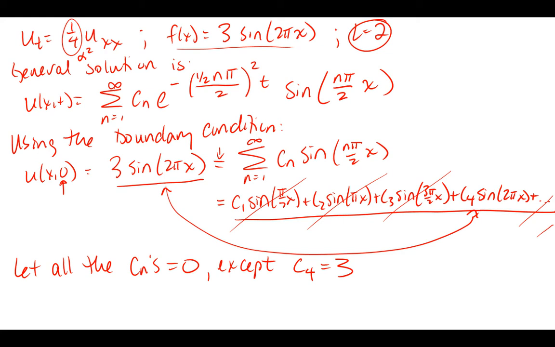And so if all the Cn's are 0 except this one, then this big awful sum is actually not so big and awful after all, because it only has one surviving term, namely the fourth one.